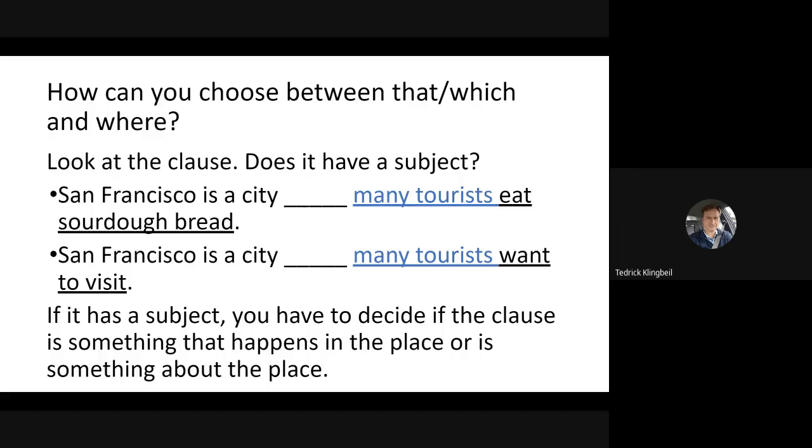Okay, so let's look here at the first one again. San Francisco is a city, blank, many tourists eat sourdough bread. Is it something that's happening there, or is it something that describes the place? Look at San Francisco is a city, blank, many tourists want to visit. Is it something that describes the place, or is it something that happens in the place? Okay, think about that and choose the right words to use there. Okay? Choose the right clauses to use there. Okay, we'll look at the answers now.